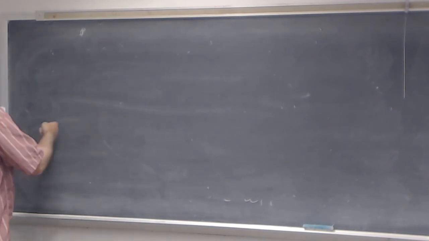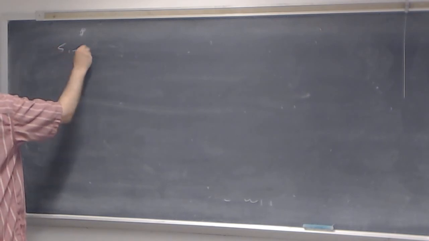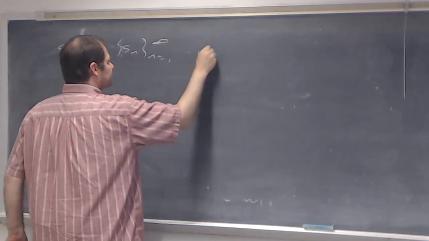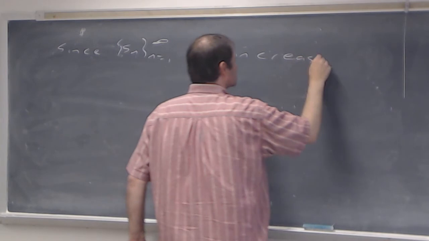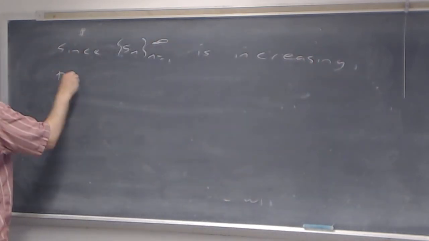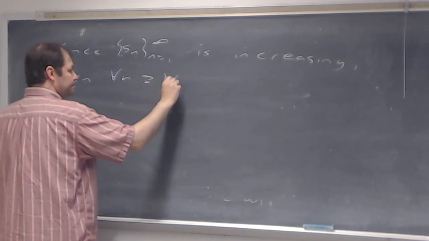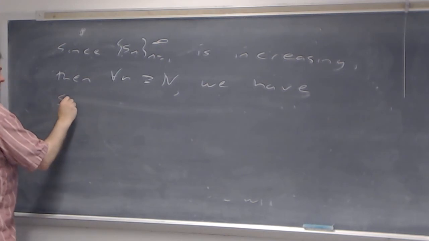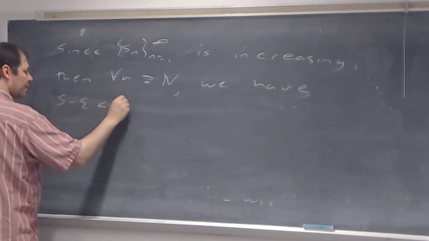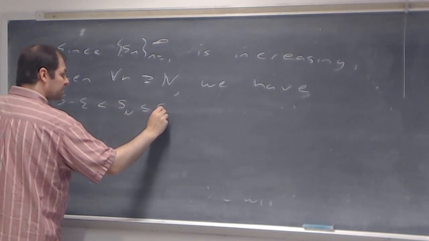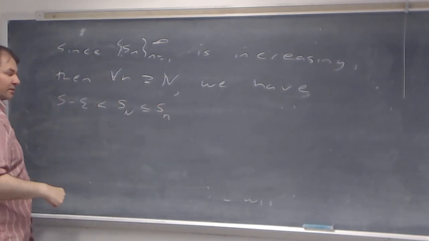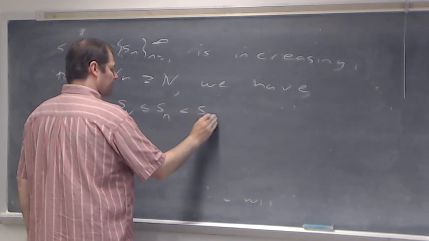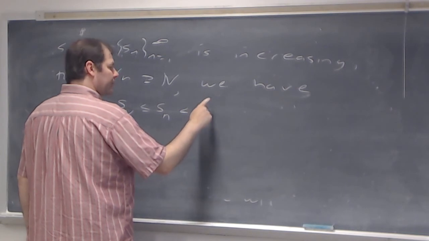Now, since S of n is increasing, then for all n bigger than this big N, we have S minus epsilon is less than S of n, but that's less than or equal to S sub little n, because the little n is bigger, so you're to the right in the sequence. And that's going to be less than S, because that's the supremum.